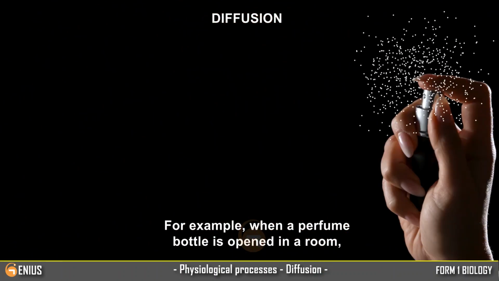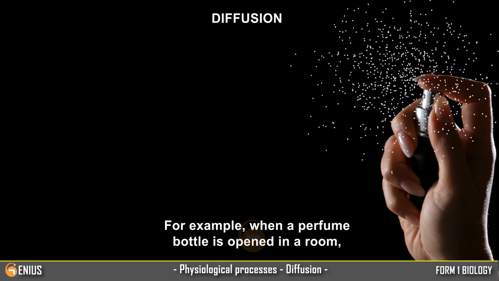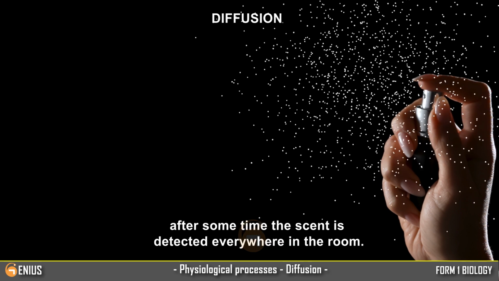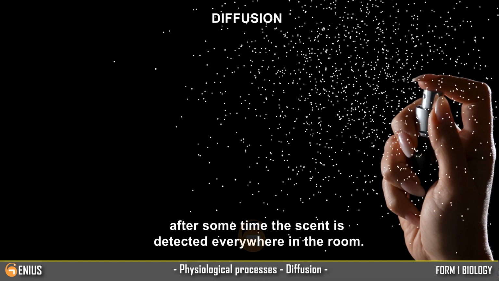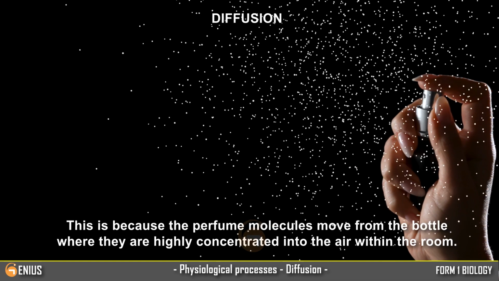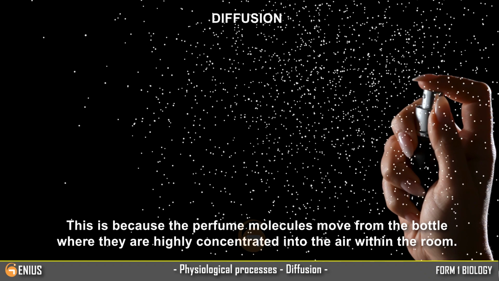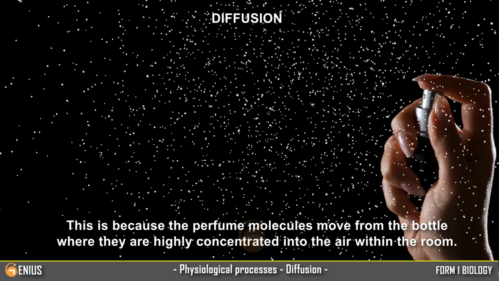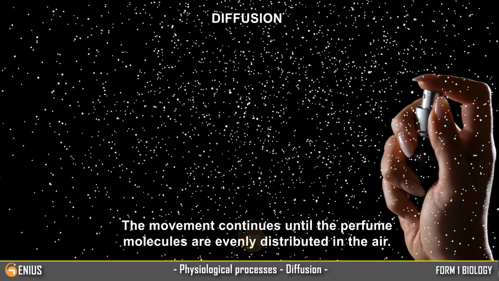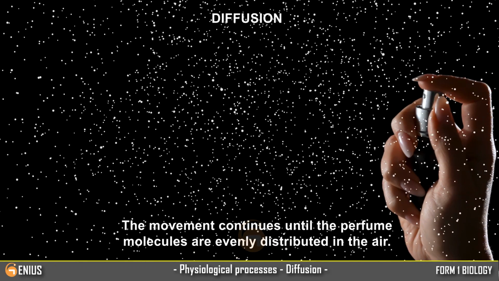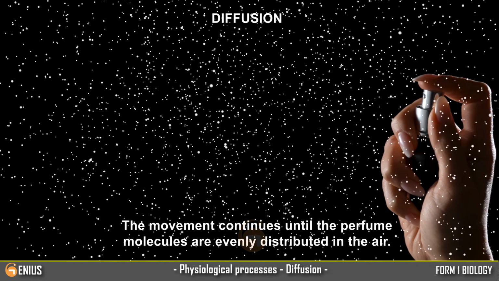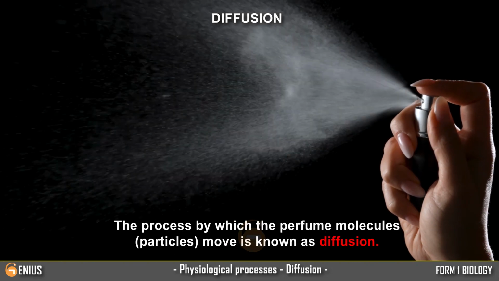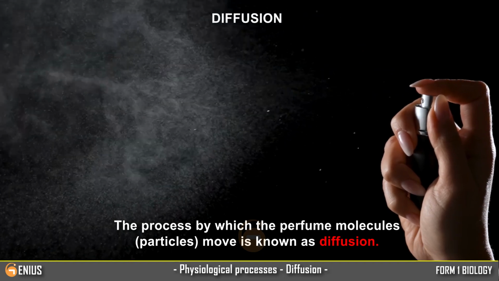For example, when a perfume bottle is opened in a room, after some time the scent is detected everywhere in the room. This is because the perfume molecules move from the bottle where they are highly concentrated into the air within the room. The movement continues until the perfume molecules are evenly distributed in the air. The process by which the perfume molecules, particles, move is known as diffusion.